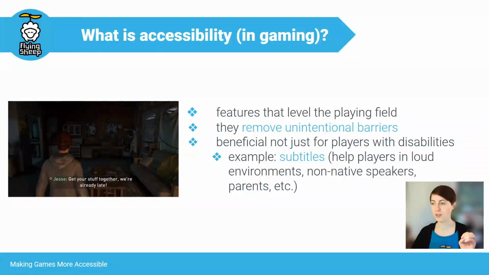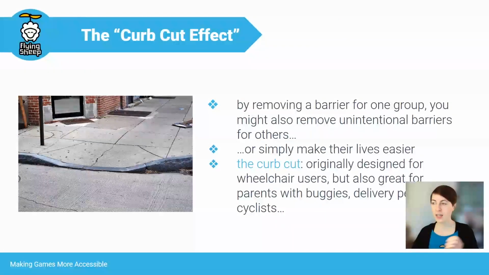And what I just described is called the curb cut effect. It means that by removing a barrier for one group, you might additionally remove unintentional barriers for other people as well, or simply make their experience more pleasant. And that is true for the curb cut, which was originally designed for wheelchair users, but it also benefits parents with buggies, delivery people, cyclists, skaters, and many more. So by designing your game with accessibility in mind, you not only make your game available to more disabled gamers, but you also help other people to access and enjoy your game more.